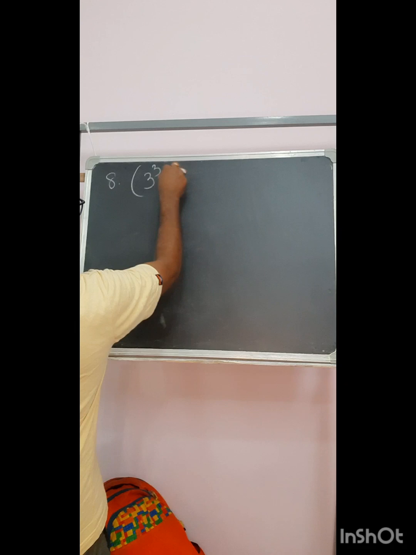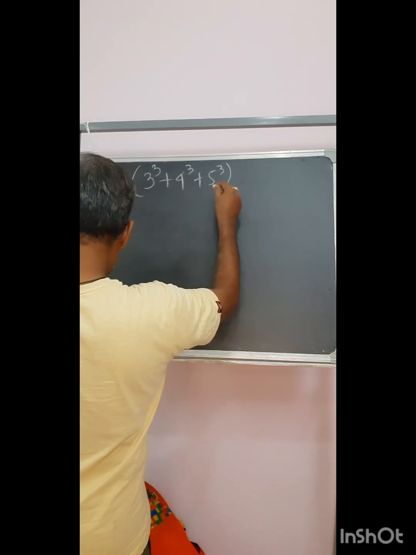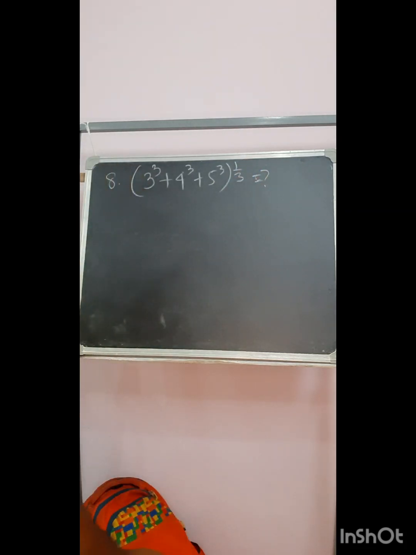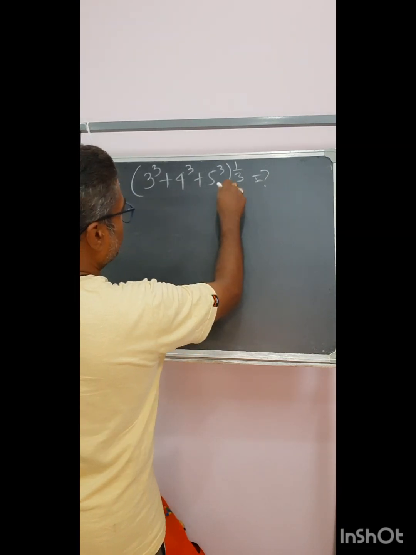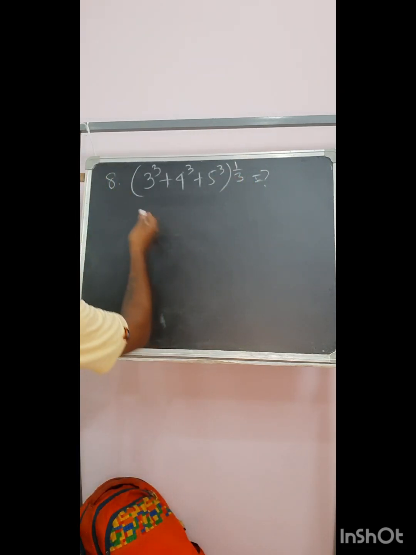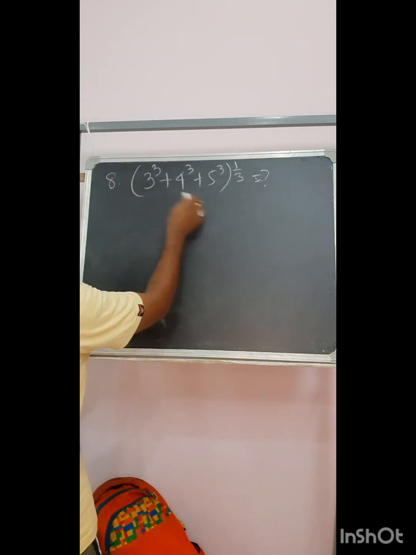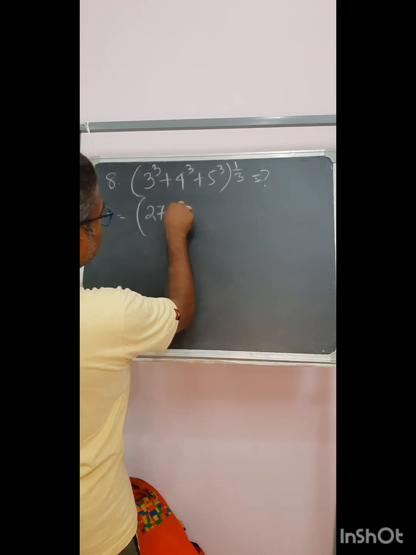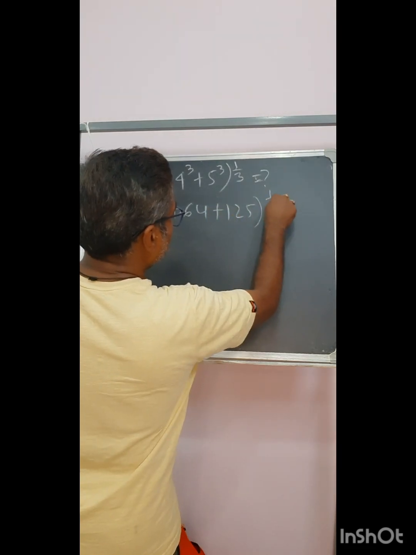3 cube plus 4 cube plus 5 cube, whole to the power one-third, what is the value of A? Apparently you can see that this is kind of a series, but the whole power, the index, is a fraction. So for this case, elaborating or doing something is very difficult. Rather, the straight way is to calculate the thing. So this will come 27 plus 64 plus 125, whole power 1/3.